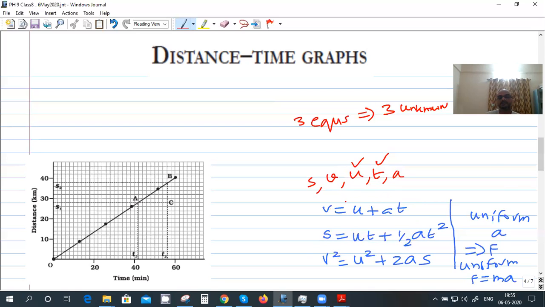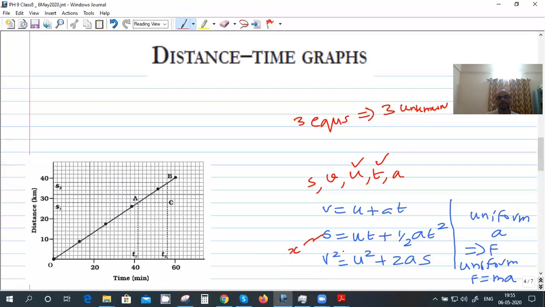From that, we can find the other three. In 1D motion, instead of x, we can use x, which is along the path of the body. Here we are plotting a distance versus time graph. Distance is the same as displacement, since the velocity direction is not changing.